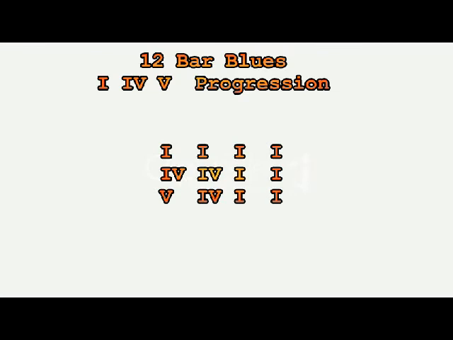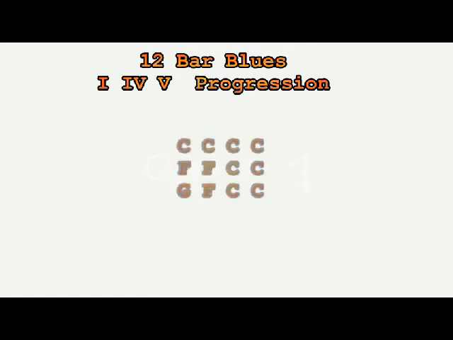In a 12-bar blues we play 4 bars the 1 chord, 2 bars the 4th chord, 2 bars the 1 chord, 1 bar the 5 chord, 1 bar the 4th chord and 2 bars the 1 chord. In C it's 4 bars C, 2 bars F, 2 bars C, 1 bar G, 1 bar F, 2 bars C.